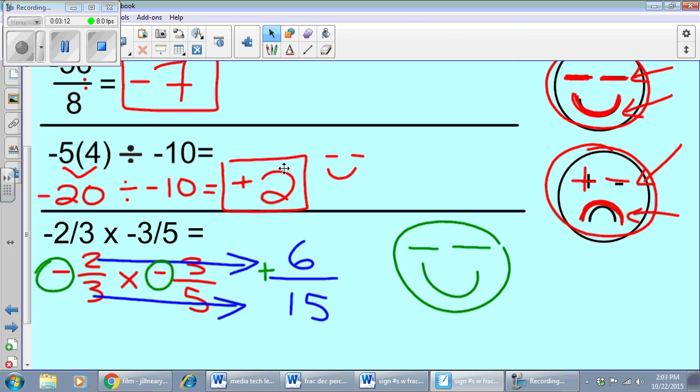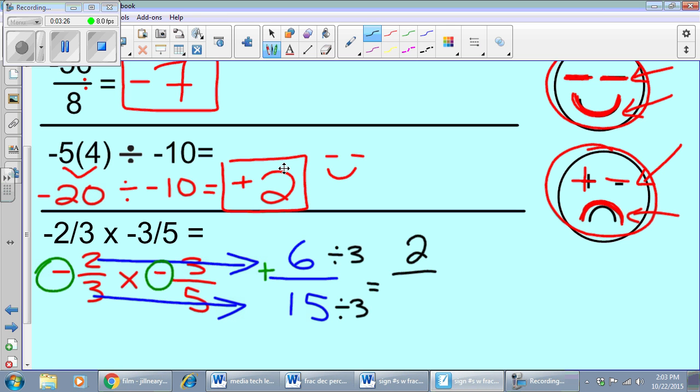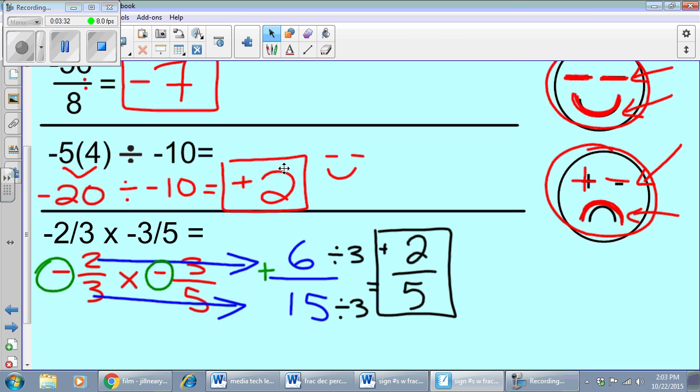+6/15. If you wanted to take that one a step further and reduce this fraction, both of these numbers are divisible by 3. Whatever you do to the top, you must do to the bottom in order for your new fractions to be equivalent. So the final answer would be +2/5, because when you multiply with two negative signs, the final answer will be positive. So those rules of working with sign numbers also apply to working with fractions that have positive and negative signs, and decimals that have positive and negative signs.